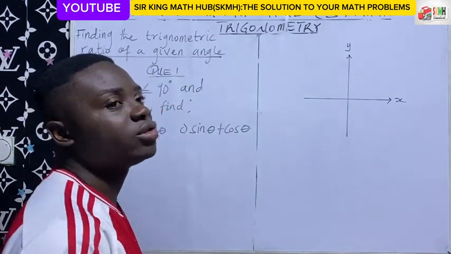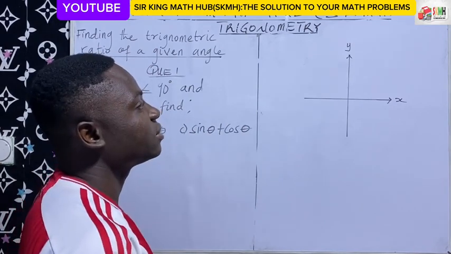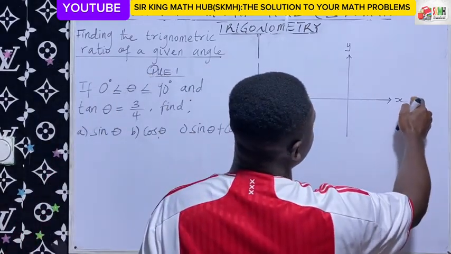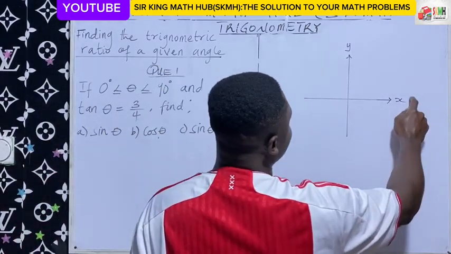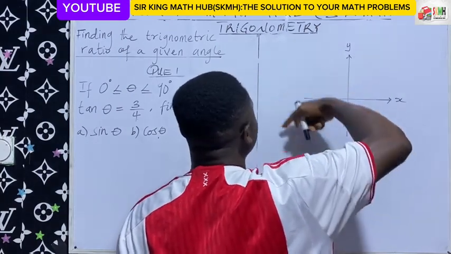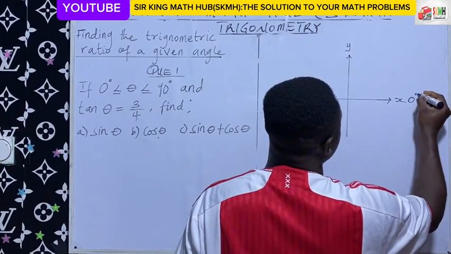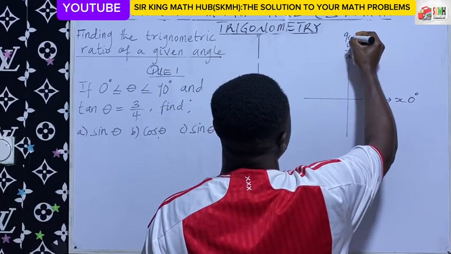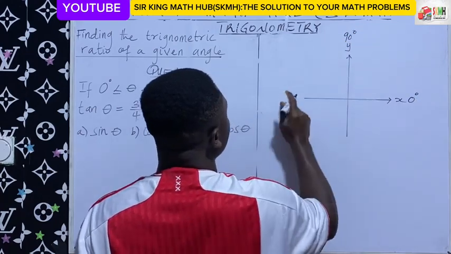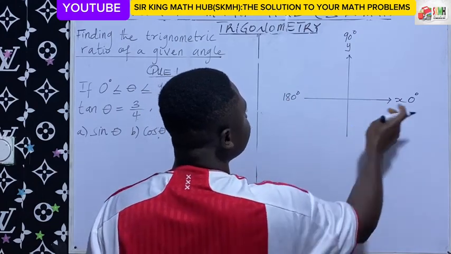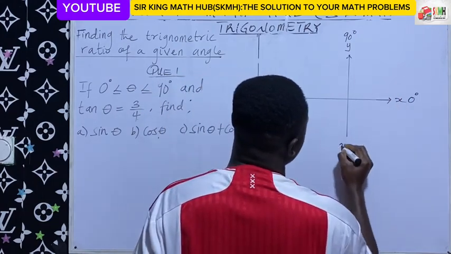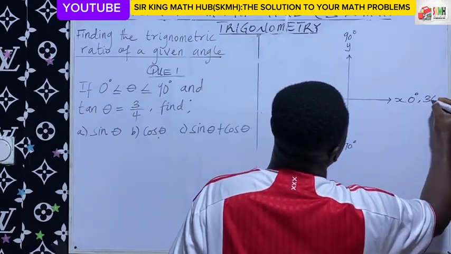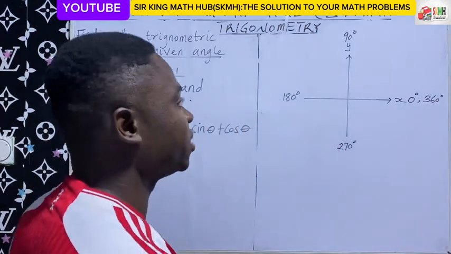Now, in trig, positive angles are measured in the anti-clockwise direction, starting from the positive x-axis. So starting with the positive x-axis, we have to move in the anti-clockwise direction. The starting point here will be 0 degrees. From this point to this point, we have covered 90 degrees. From here to this point, that will make 180 degrees. From the starting point to this point, we will cover 270 degrees. And then finally back to our starting point, that should give us 360 degrees.